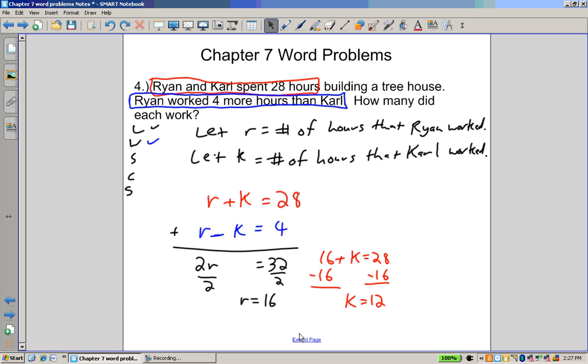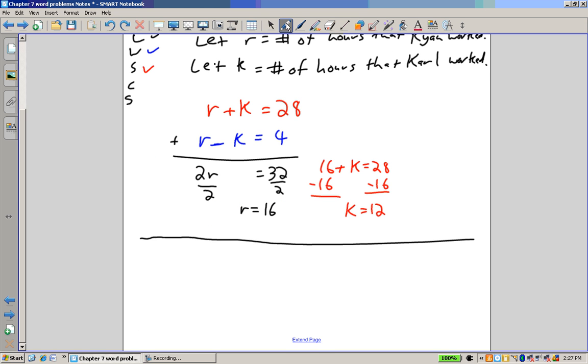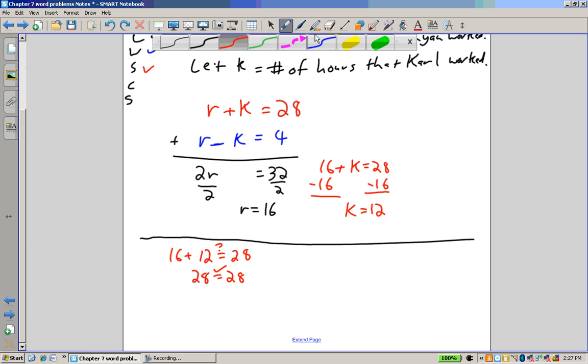Okay, so now we have defined our variables, we've written out the equations, we've solved them. Now we need to go through and check them. So R plus K, we think R is 16, plus K is 12, equals 28, or at least it's supposed to. 16 plus 12, well, yes, then indeed is 28. Also, R minus K, well, R is 16, minus K is 12. It's supposed to equal 4. Let's see, 16 minus 12, yes, that is 4.